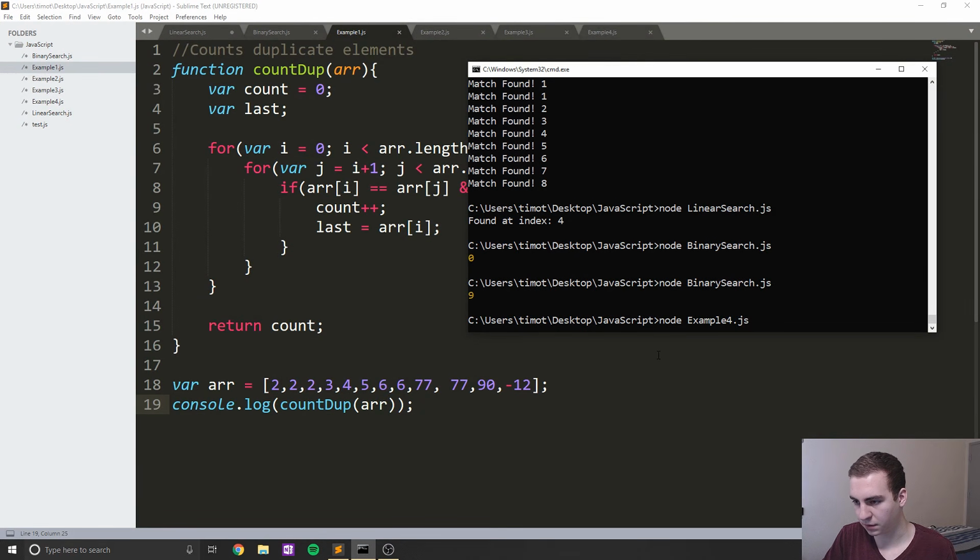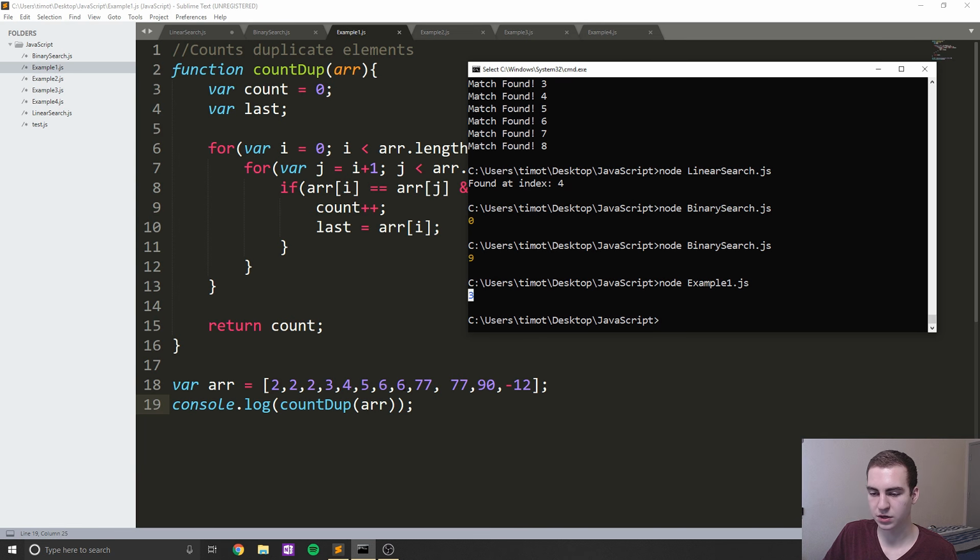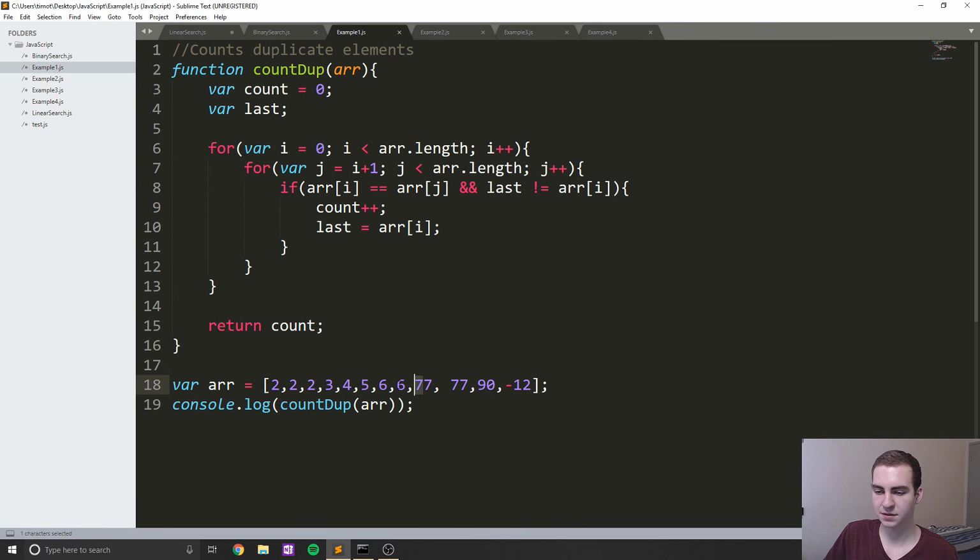So I'll show you that this works first. Didn't mean to close all that. Example 1. Okay, and you see that we get 3 duplicate elements, and that's because of 7, 6, and 2, right? So how long does this take to run? Well, let's look at it.